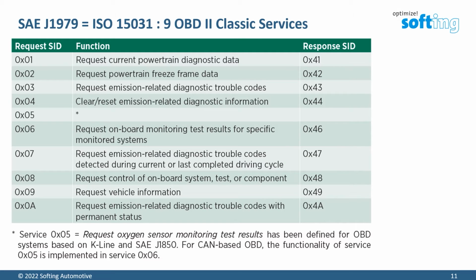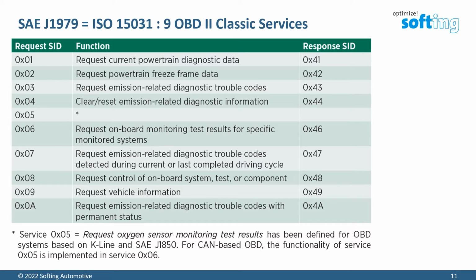This slide shows the 9 OBD II classic services and the associated request service identifier SID between hexadecimal 1 and hexadecimal A. There is, for example, request current powertrain diagnostic data or request vehicle information, service number 9. If the tester sends a service number 9 to the control unit, it will answer with a negative response.